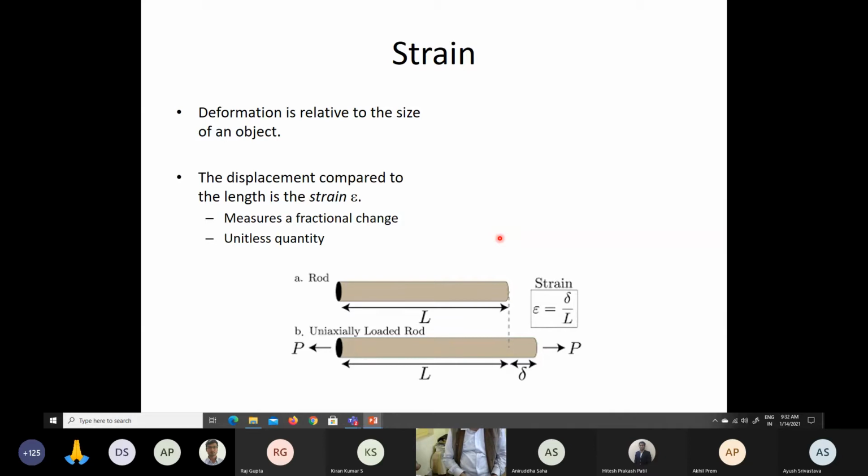Strains are related to deformation, and the deformation is related to the size of the object. So in a very elementary manner, we can define it as deformation per unit length. If it is a rod acted upon by external forces P, and there is a deformation delta, then delta by L, or delta L by L, whichever way you call it, is basically called the uniaxial strain. It is unitless and measures only the fractional change in the body due to the external forces.